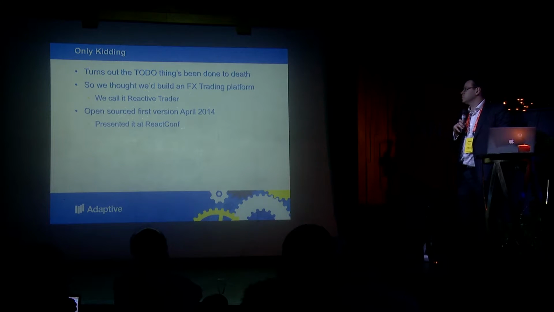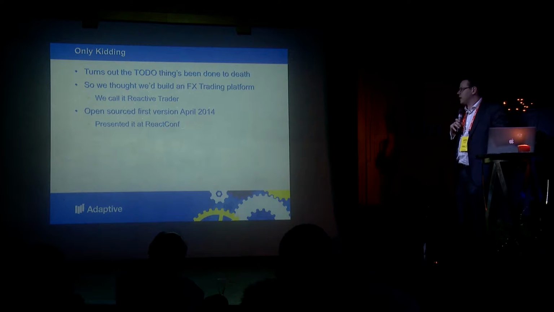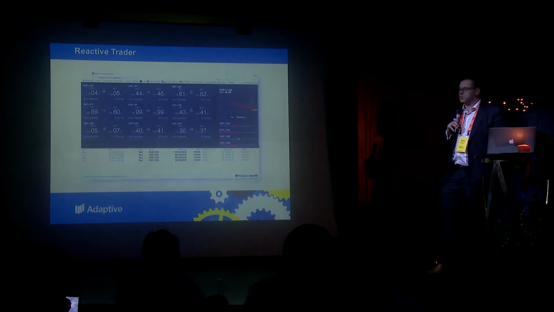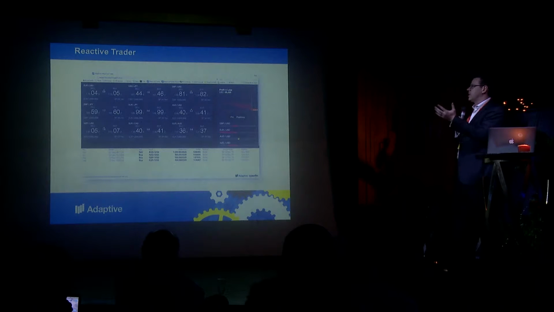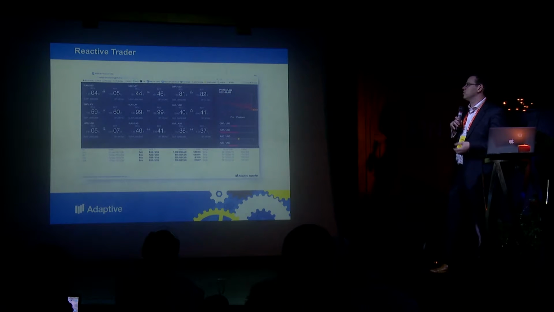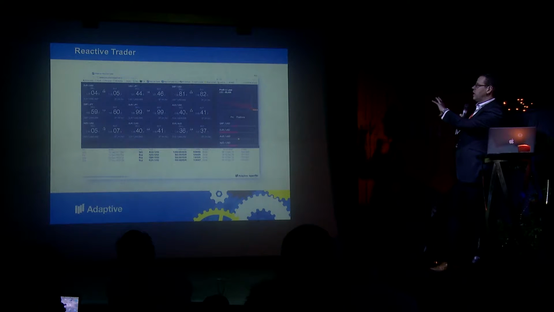The first version was open sourced in April of 2014, and we presented it at ReactConf. And it looks something like this. It's your standard FX trading application, which I'm sure a lot of people are familiar with. On the main pane, we have some FX currency tiles that are tradable. On the right-hand side, we have an analytics pane, and we have a blotter down below.